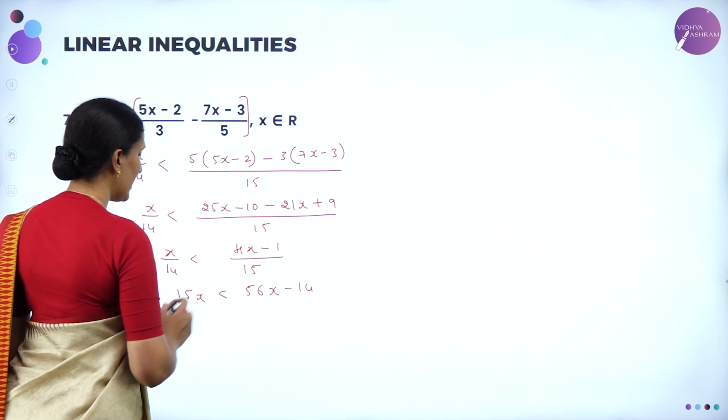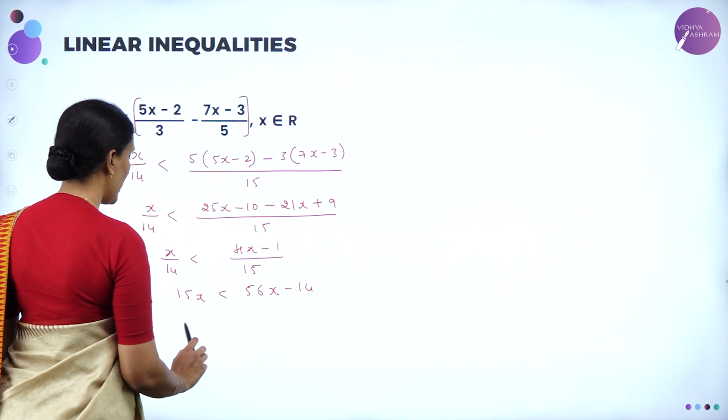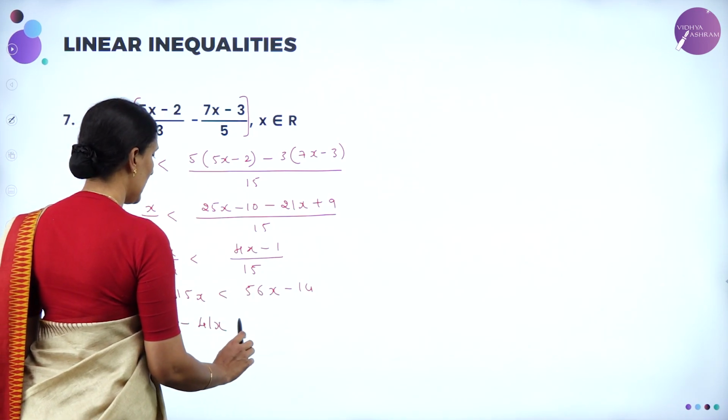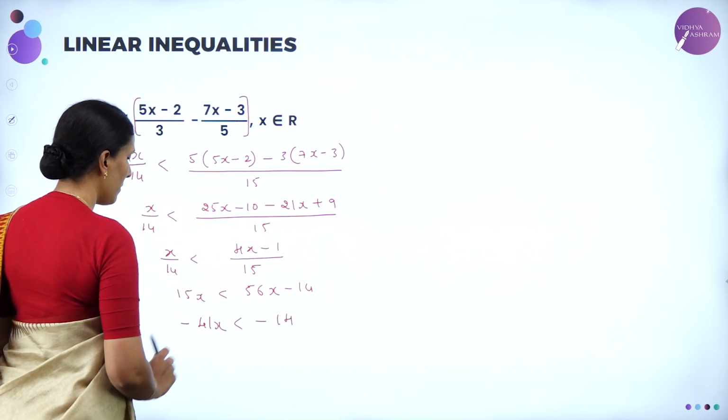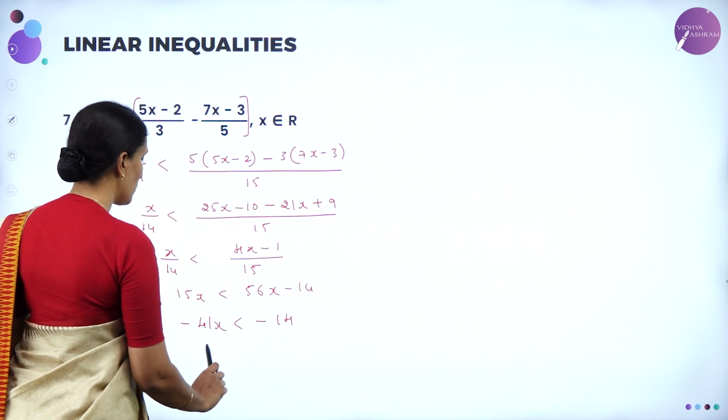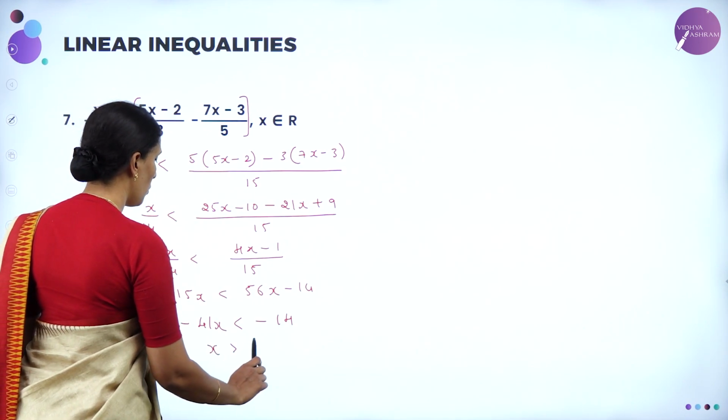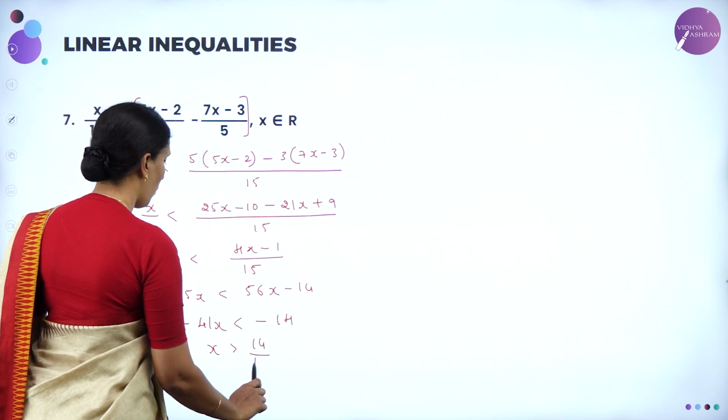So, this can also be written as 15x less than 56x minus 14. Now, subtracting 56x on both sides, we will get minus 41x less than minus 14. Now let's divide by minus 41 on both sides. So here the inequality changes to 14 by 41.